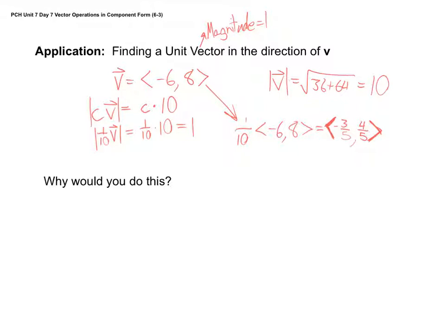What else could we do with this? Oh, unit circle. Actually, we will relate a little bit to the unit circle later. That's when we know what the angle and magnitude are and we want to get the component form. We'll get to that later. It's the opposite.